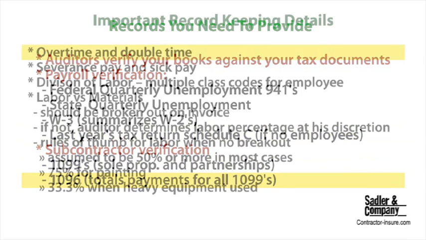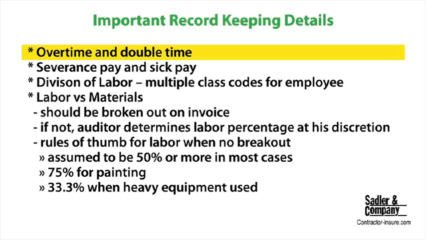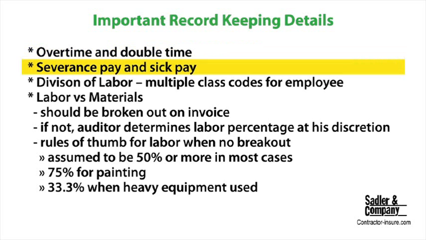It's very important that your payroll records break out overtime or double time, as you should only be charged for regular time on your workers' comp and general liability audit. Severance pay and sick time should be broken out as well, as these are not chargeable.